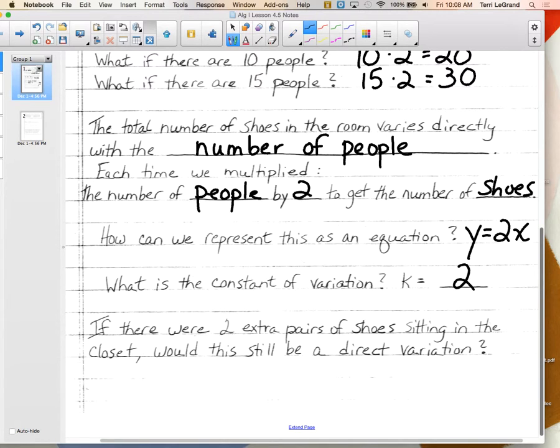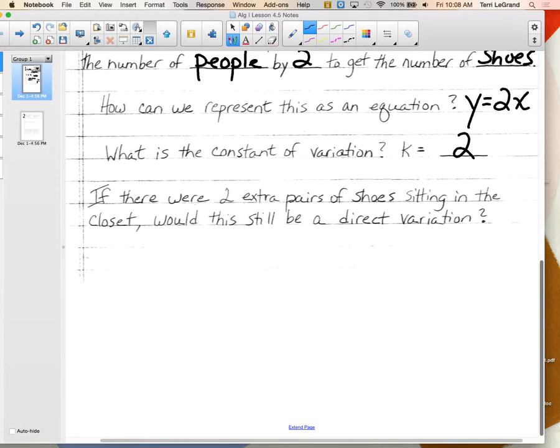Okay? So, if there were those 2 extra pairs sitting in the closet, would this still be direct variation? What do you think? Remember, direct variation, the only thing you do is multiply the independent variable by something and it takes you automatically to the dependent. So is 2 extra pair of shoes sitting in my closet going to keep this a direct variation equation? No. How would it change? Because that'd be addition. What would we have? Y equals 2x plus 4. Yeah, we'd have to take 2 times the number of people in here and add those 4 extra shoes. So it is not direct variation. The equation would change to y equals 2x plus 4, and we can't have a constant in there other than 0.